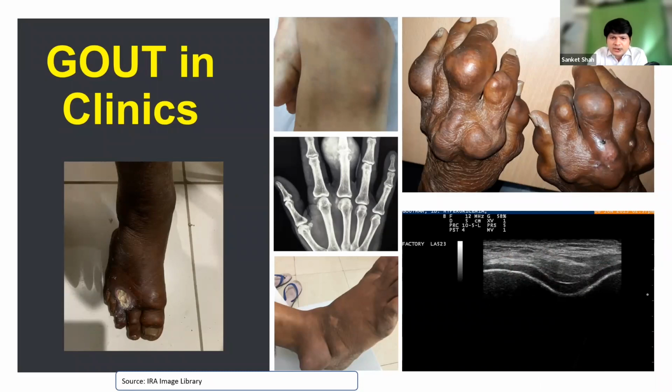Now a very important question: when to suspect chronic urate nephropathy? It is again a very difficult question to answer, specifically in clinical practice. When you have borderline renal dysfunction which is not explained, what you ideally should do is a biopsy.